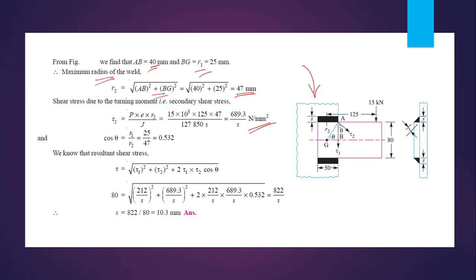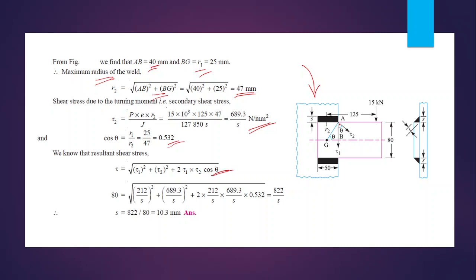This 25 divided by this 47, that's equal to 0.532. Okay, then we know that the resultant of shear stress is equal to the resultant of this tau 2 and tau 1, and the angle between those two shear forces is equal to theta. Then the resultant of tau 2 and tau 1 is equal to root of tau 1 square plus tau 2 square plus 2 tau 1 tau 2 cos theta.